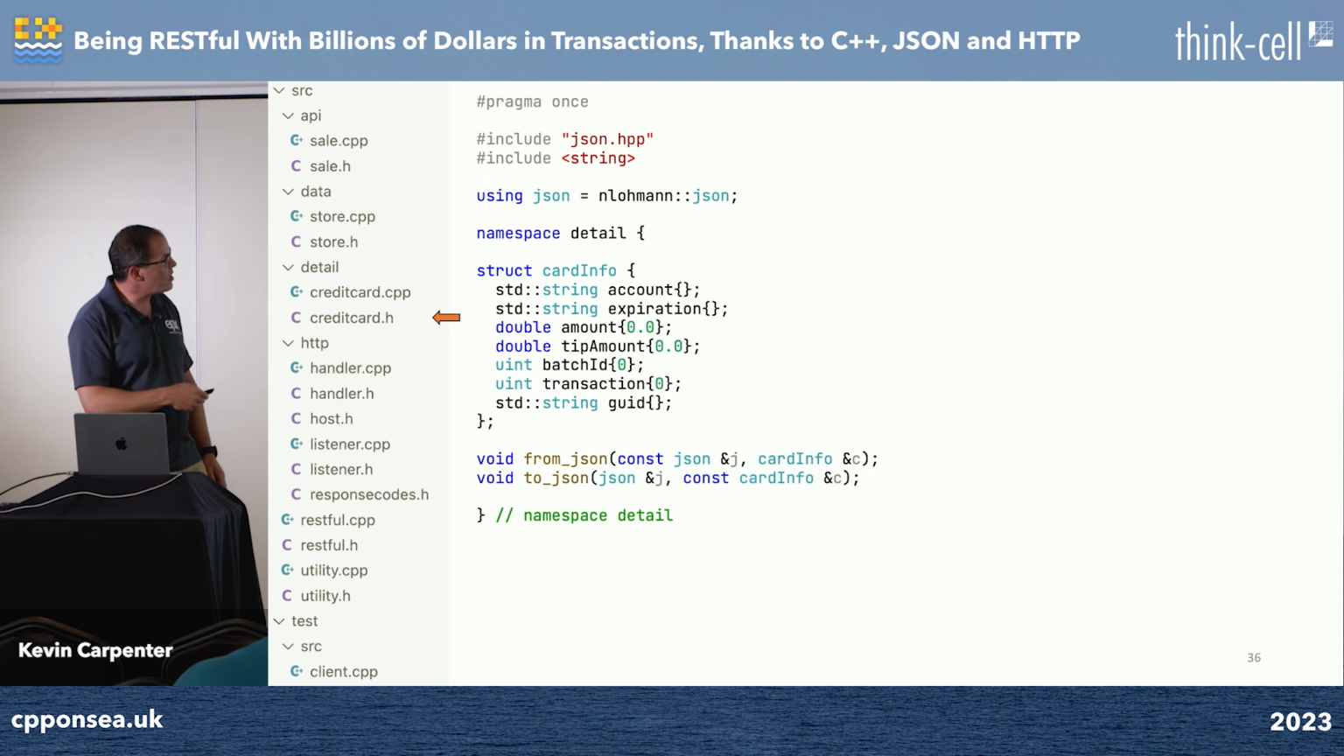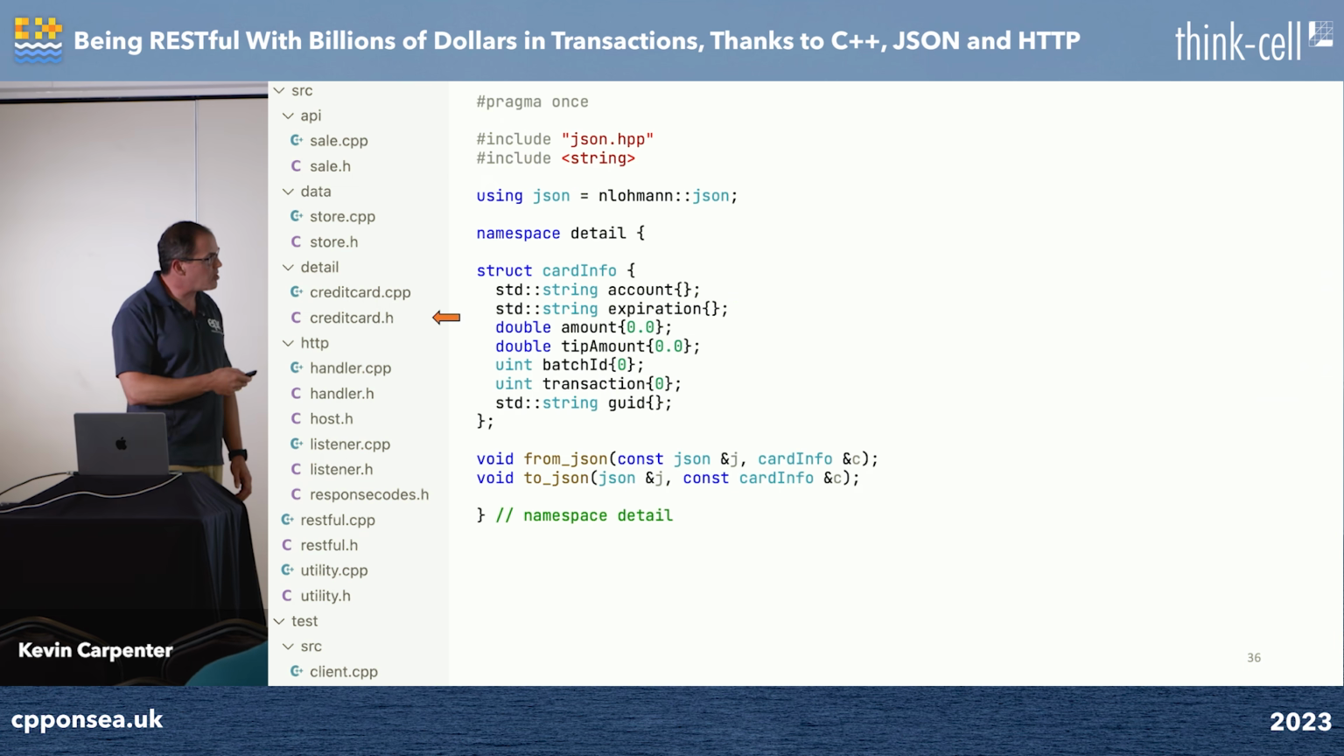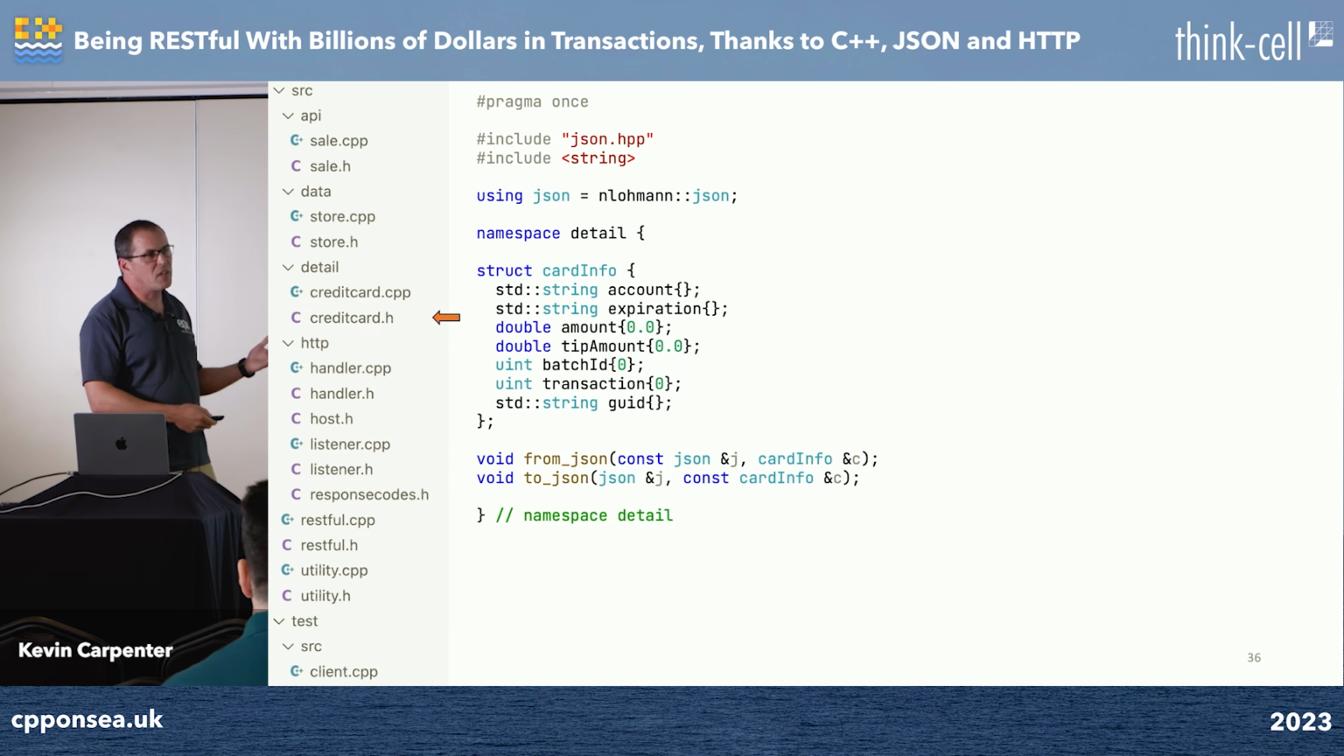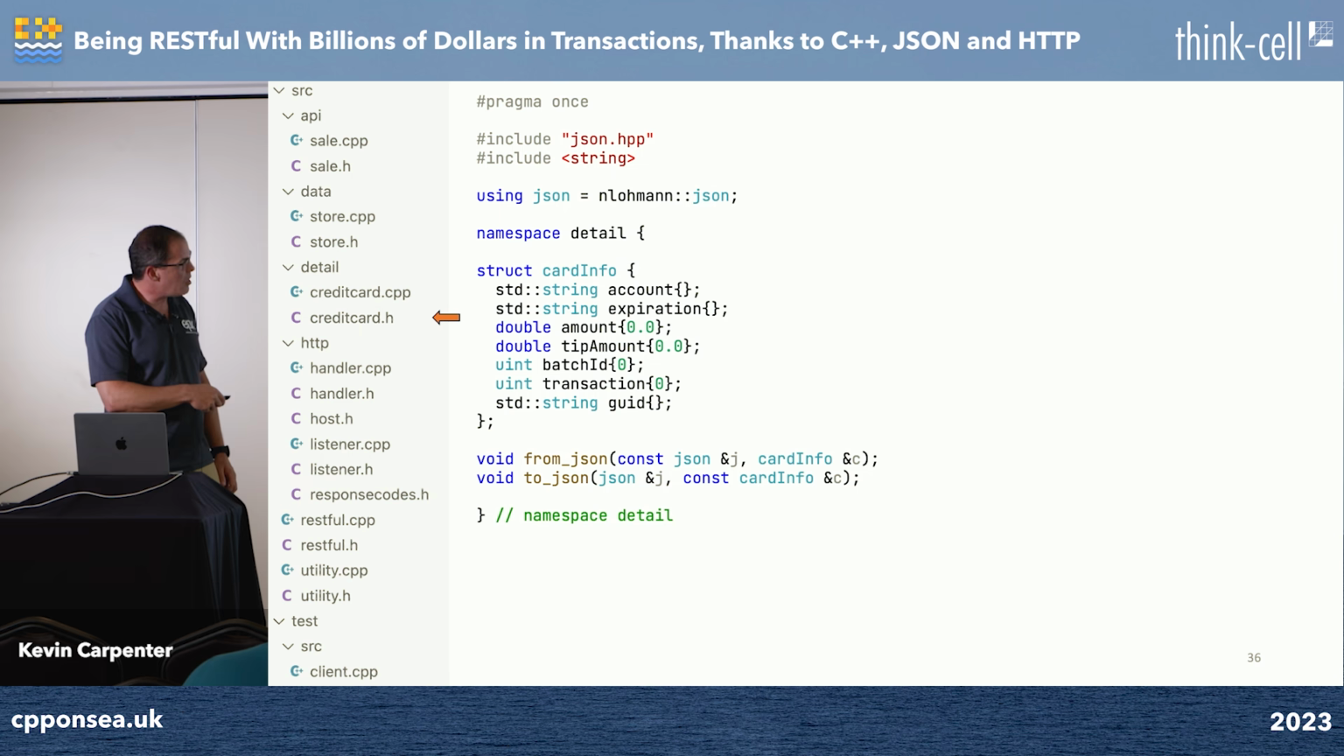Okay, so let's look at that card info. I'm bouncing back and forth on this because I want to explain how the app works, but it's also the part where we look at some of the niceties that we like about the nlohmann library. We have this card info struct, which, as you can see, is just a basic struct with strings and doubles and unsigned ints. The part that's actually neat about it is this from JSON and to JSON.